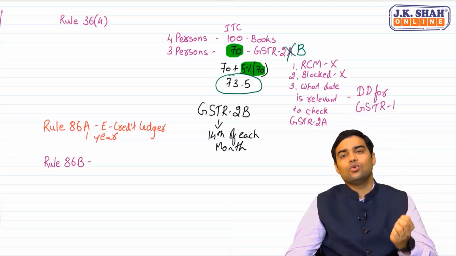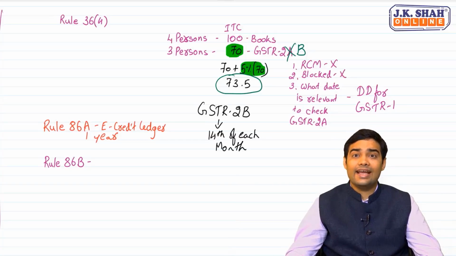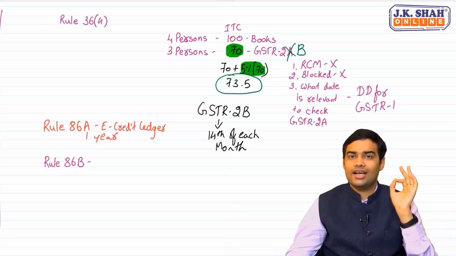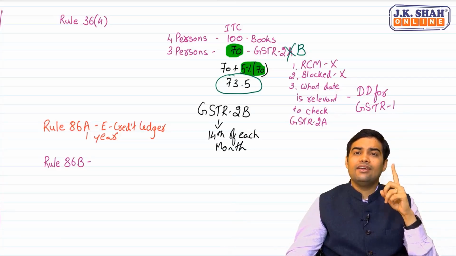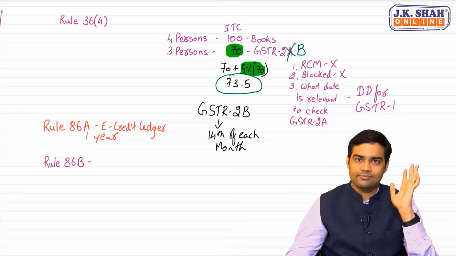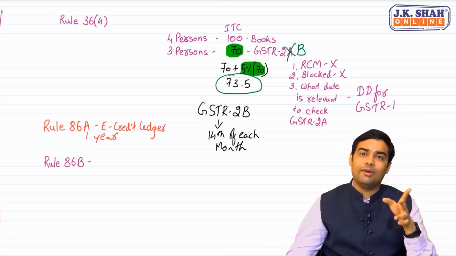Now what is this Rule 86B? See, most of the tax evaders who are claiming fake ITC will not pay even a single rupee from the e-cash ledger. Government got to know this. Government said, I will make it mandatory to pay 1% through the e-cash ledger.